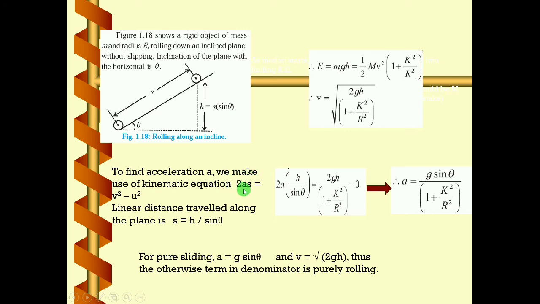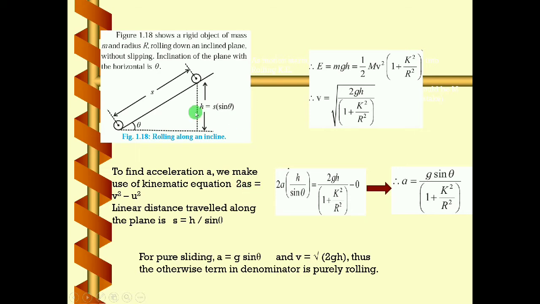So in that equation I am writing 2as equal to v square minus u square, right? The initial velocity at the top of the inclined plane will be 0 and the final velocity will be the maximum velocity of the object. So initial velocity u, you can put as 0. So I am keeping 2a as it is.